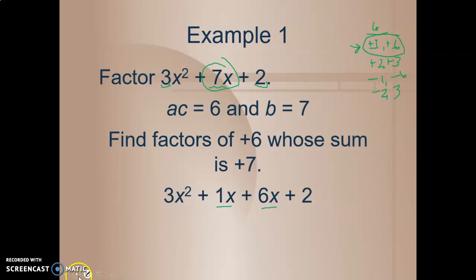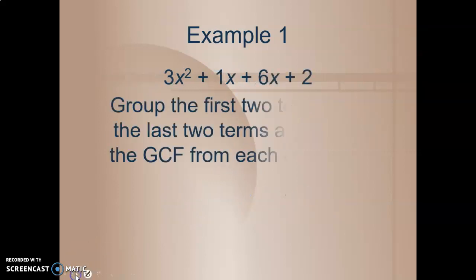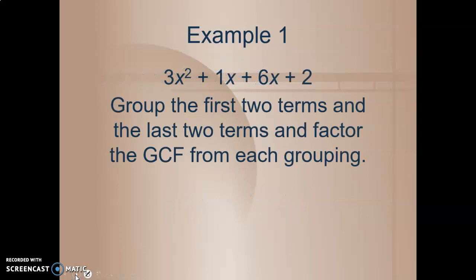From here, I can do something called factor by grouping. I can look at the first two terms, group those together, and factor a common term, and look at our last two terms and factor out the greatest common factor from each group. So I have 3x squared plus 1x and 6x plus 2.